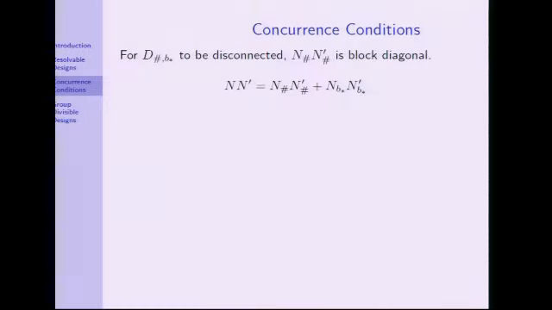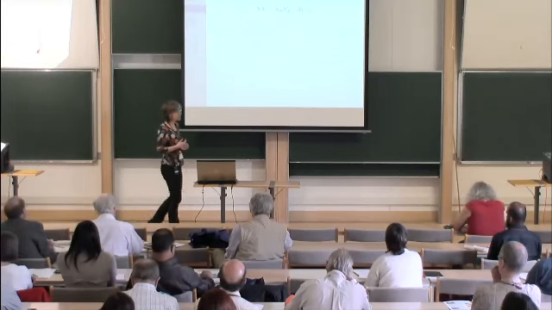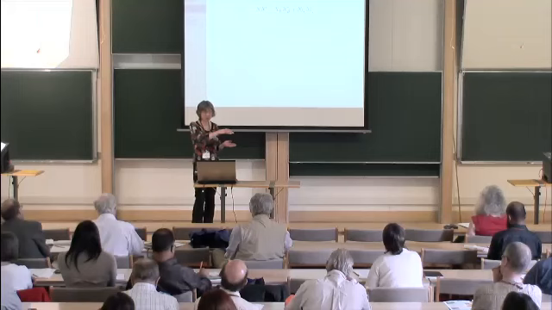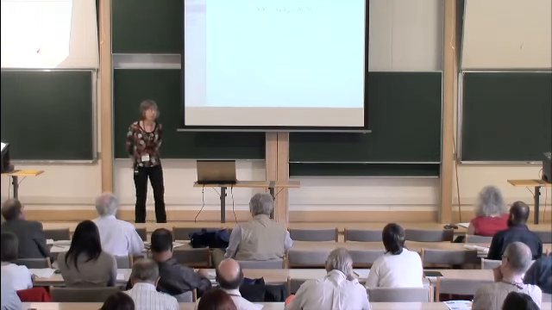Now, if my eventual design D hash, so that's when I've lost v star blocks, is disconnected, then the concurrence matrix has got to be block diagonal. I might well need to rearrange my treatments, so I've got all treatments in one set first and then all the other treatments following, but the concurrence matrix will have to be block diagonal.